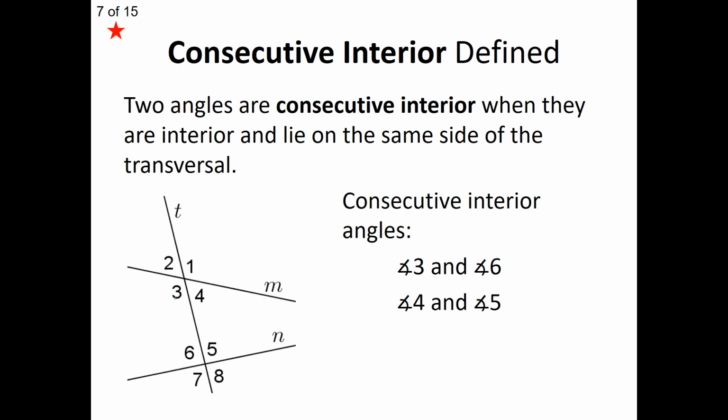As it turns out, angles 3 and 6 are a pair of consecutive interior angles. They're interior and lie on the same side of the transversal. Same story about 4 and 5. They are interior and they lie on the same side, which means we have 2 pairs of consecutive interior angles.